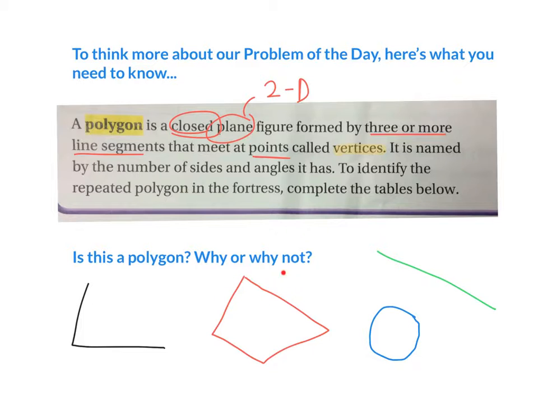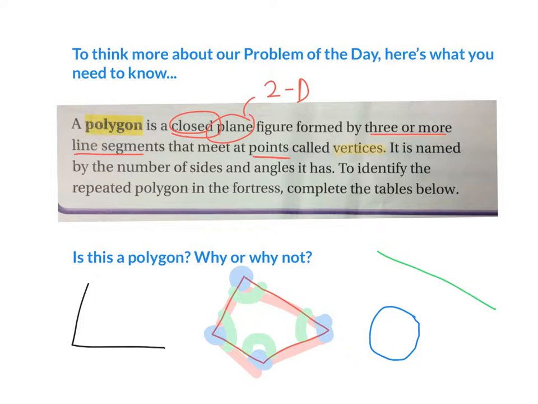What about this one in red? Is this a polygon? Yes. It has how many line segments? 4. How many vertices does it have? 4. So here are the line segments: 1, 2, 3, 4. Here are the vertices: 1, 2, 3, 4. How many angles does it have? Angles are what's formed by two line segments meeting. So how many angles are there? 4. Is it a polygon?